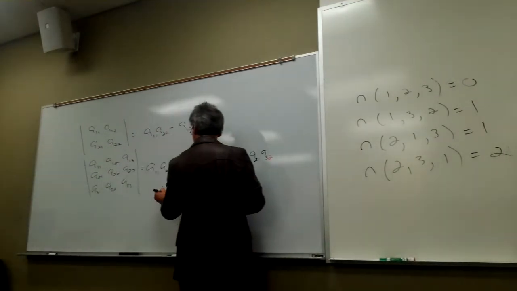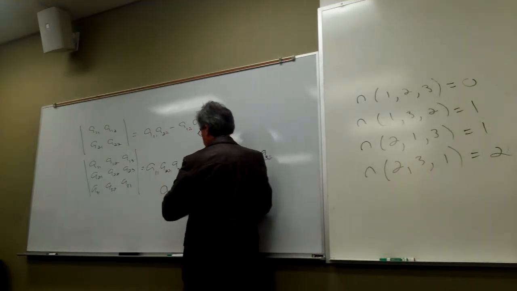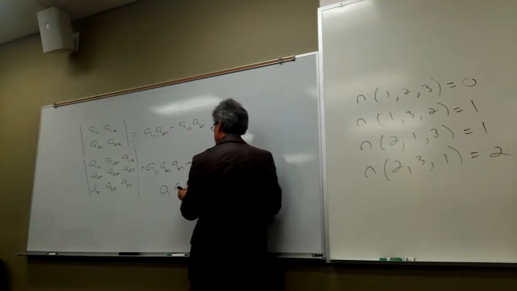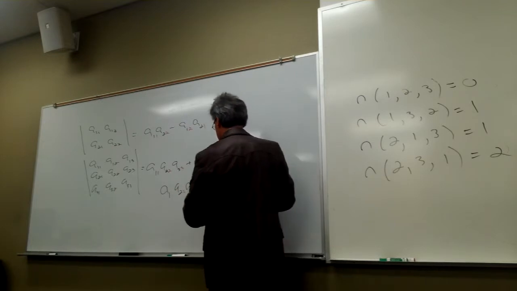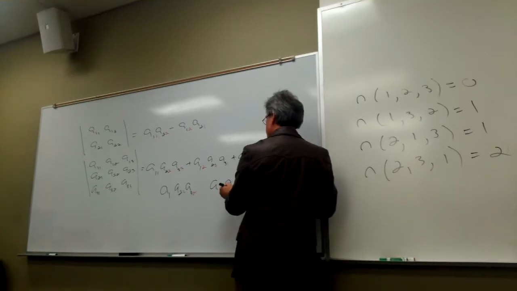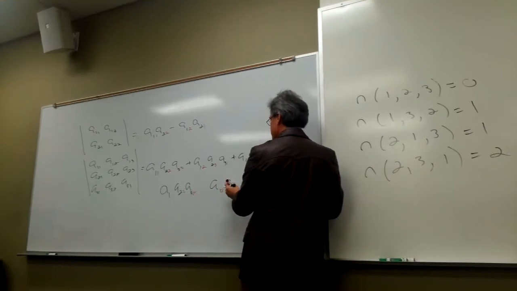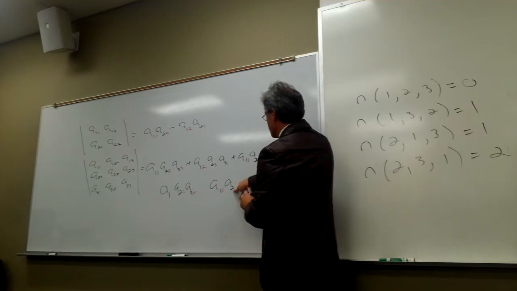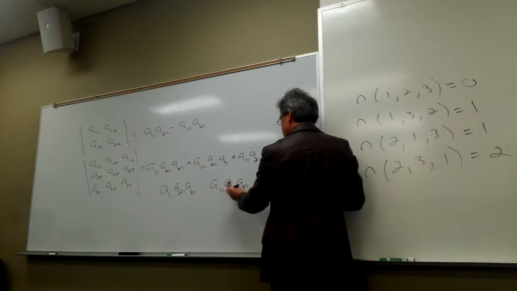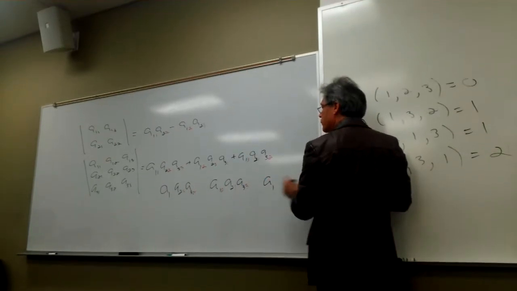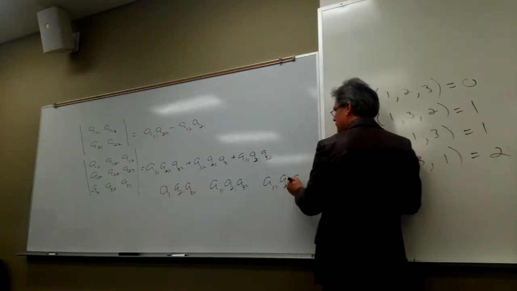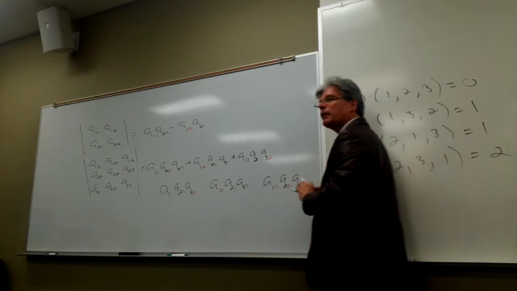I've got an a sub 1,1 times a sub 2,3 times a sub 3,2. Oops, I messed up. How about an a sub 1,2, a sub 2,3? Excuse me, a sub 2,3. I can't, that's the same as what I had. A sub 2,1. And finally, an a sub 3,3. And lastly, I've got one more term, namely a sub 1,3, a sub 2,2, and then finally a sub 3,1. Let's talk parities.